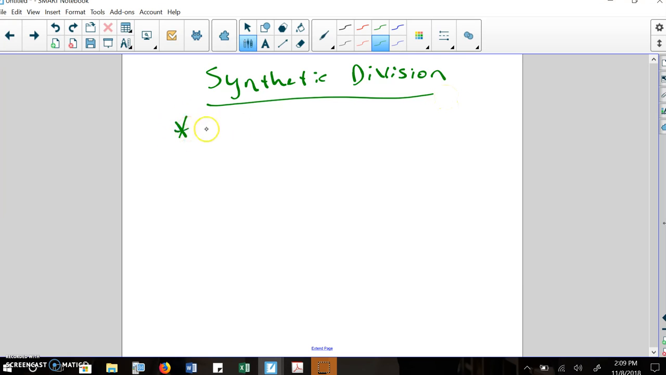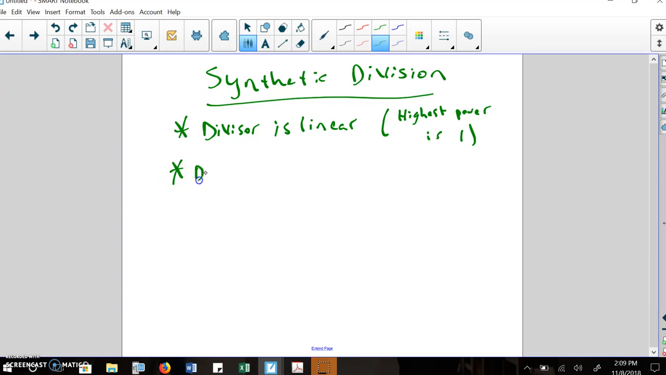A, the divisor needs to be linear. Okay, meaning the highest power is 1. There's no squares, no cubes, nothing like that. Divisor, and remember, the divisor is the thing you're dividing by. So in order to use synthetic division, the divisor needs to be linear, and B, the divisor has a leading coefficient of 1.